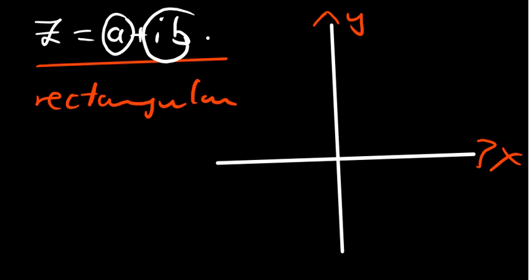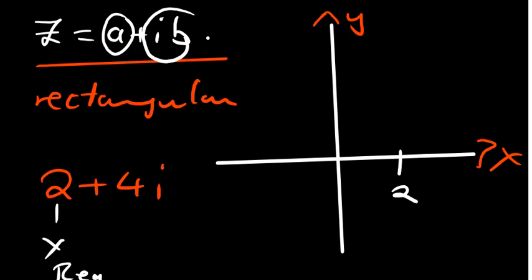Okay, so it's basically the imaginary part that we get to plot along the y-axis. So let's have an example. If you have 2 plus 4i, how do you plot it? Go 2 to the right. This is the x-axis, which is the real part. Then that is the imaginary part, the y. So 4i somewhere there. That is the way we're going to plot our complex number.